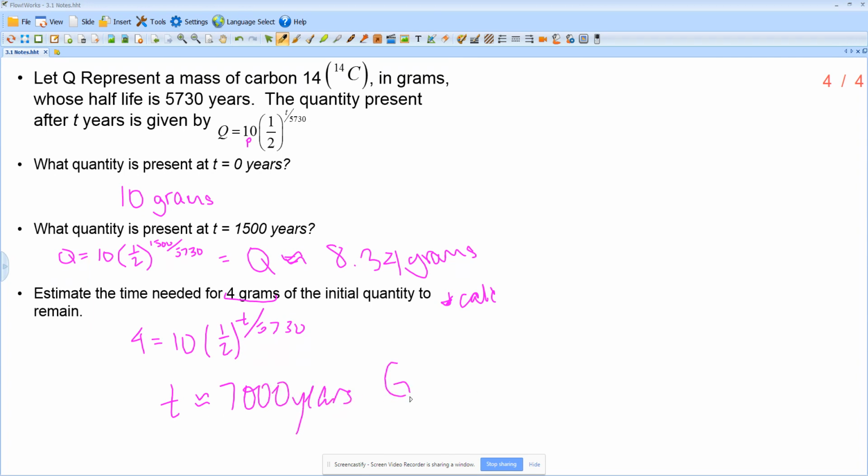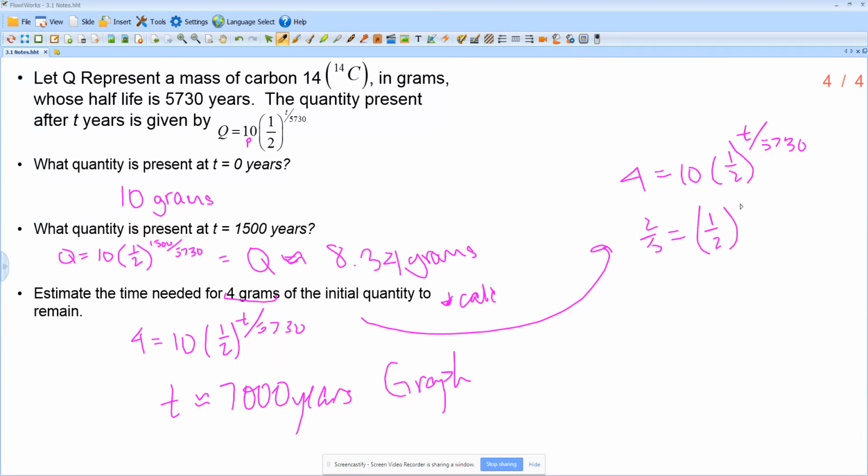But what I do is I get that from a graph where I looked for when these two functions would be equal to each other. We will get to how we algebraically solve that, but that's later on in the chapter, because we have to figure out how we're going to get rid of this 1/2. You know, if we were thinking about this, this is 4 equals 10 times 1/2 to the T over 5,730. So we divide by 4, we get 2/5 equals 1/2 to the T over 5,730.